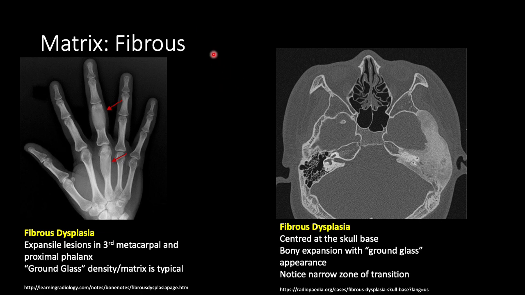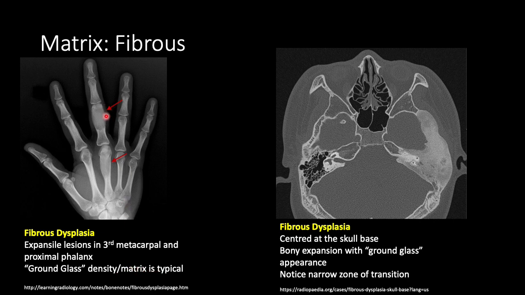And then the last one would be fibrous matrix. These are examples of both cases of fibrous dysplasia. Again, like we talked about, these ones include the third metacarpal here and the proximal phalanx of the third finger. And it has this ground glass density. It's causing some cortical expansion as well. And like I mentioned, this is what we call ground glass density, and is a classic appearance for fibrous dysplasia. And this ground glass is actually the matrix that it's producing.